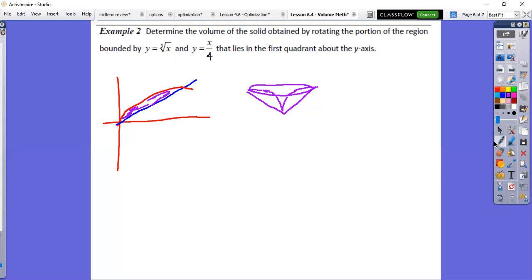So we're going to have to try and figure out, basically, first thing I want to notice is I'm rotating around the y-axis. Since I'm rotating around the y-axis, I want to use dy. So my integral, this is going to be pi times something and then dy.